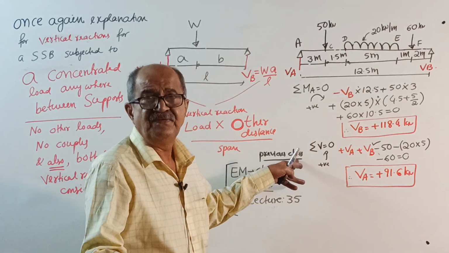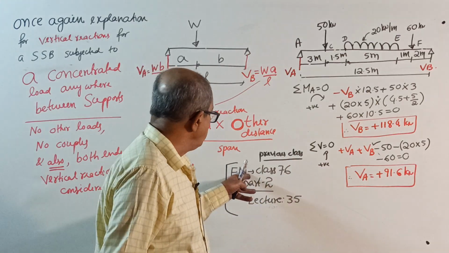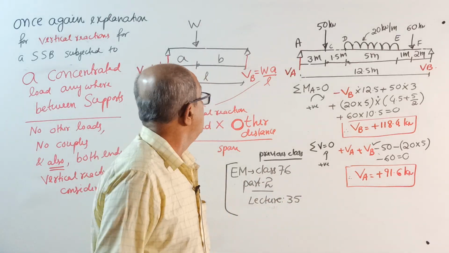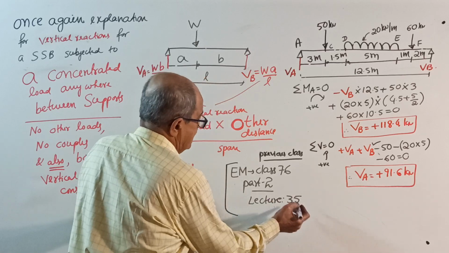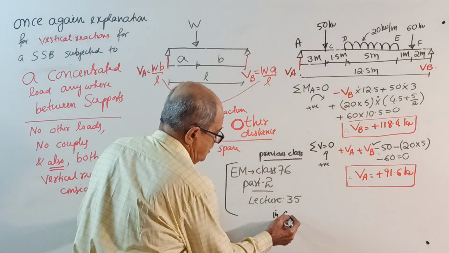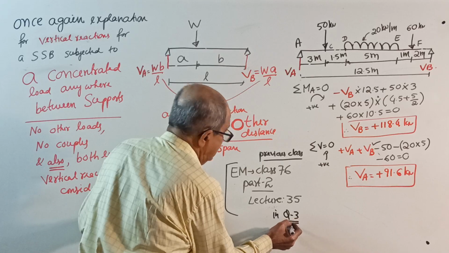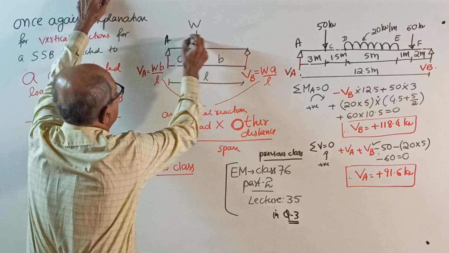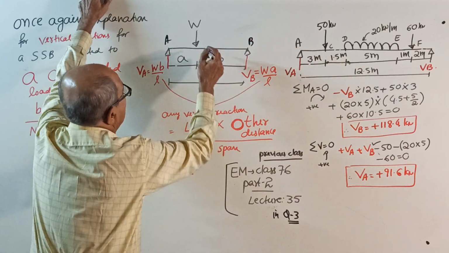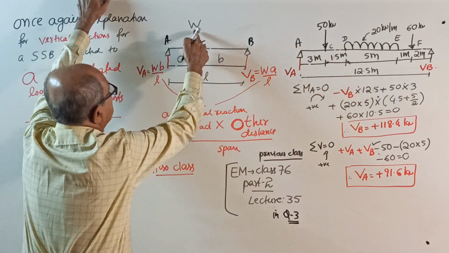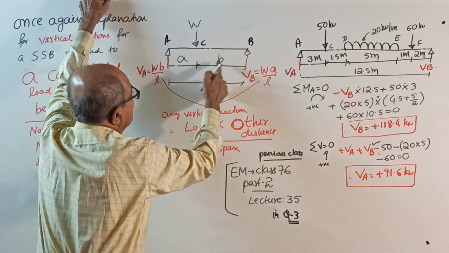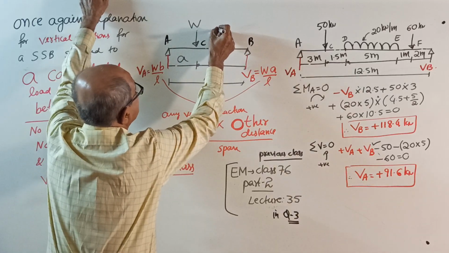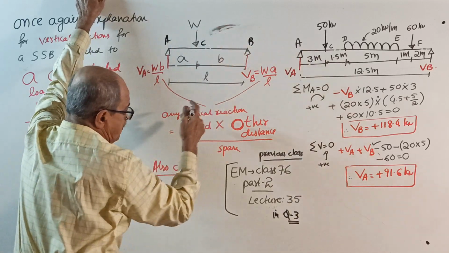In the previous class, that is Engineering Mechanics class 76, part 2, lecture 35, in question 3, we considered a simply supported beam AB of span L, somewhere here C, a point load W at A from here, B from here, span L. This is also called eccentric.